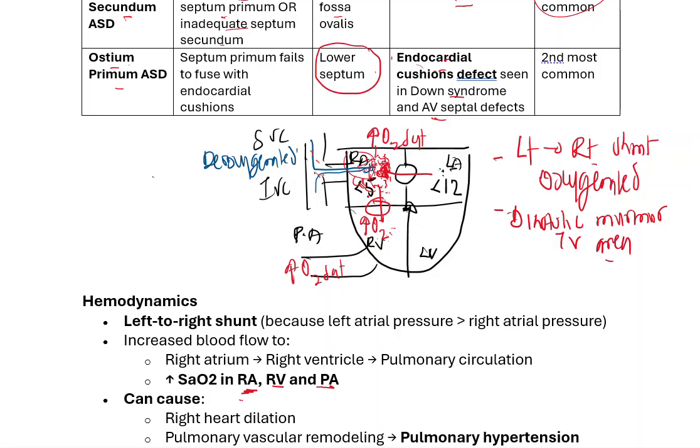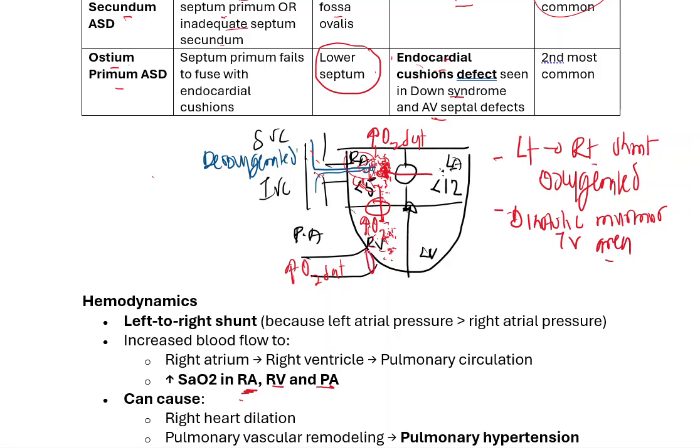So that's number one. In ASD, you're going to see a diastolic murmur, right? Because of increased blood flow through the tricuspid valve during diastole. Also, a lot of blood is going to end up in the right ventricle, guys. A lot of blood is going to end up in the right ventricle. So because of that, what's going to happen?